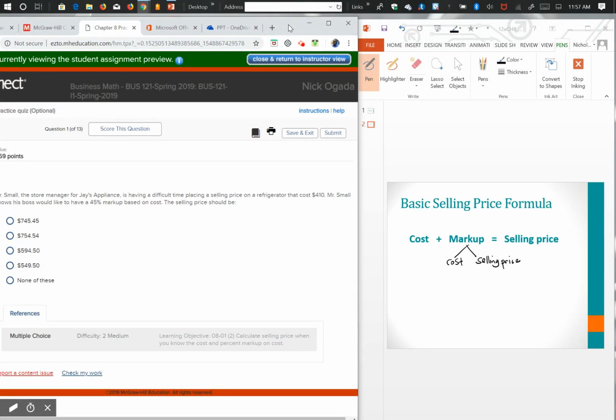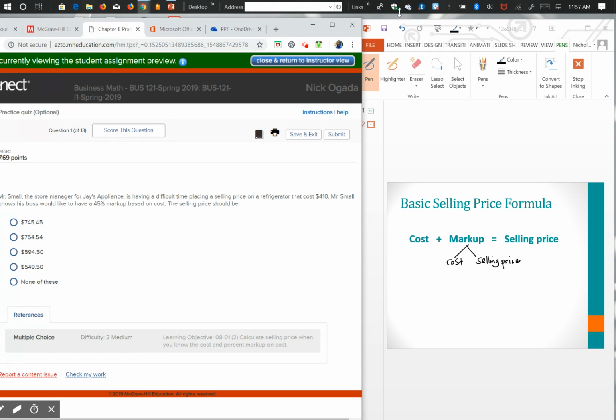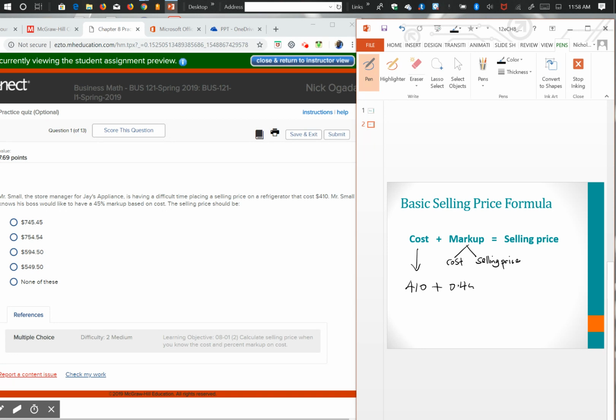On the left side, we have Mr. Small, the store manager for Jay's Appliance, who is having a difficult time placing a selling price on a refrigerator. But we know that the cost of this appliance is 410. So going back to the basic formula, you substitute 410 into your cost. Mr. Small knows his boss would like a 45% markup that is based on cost.